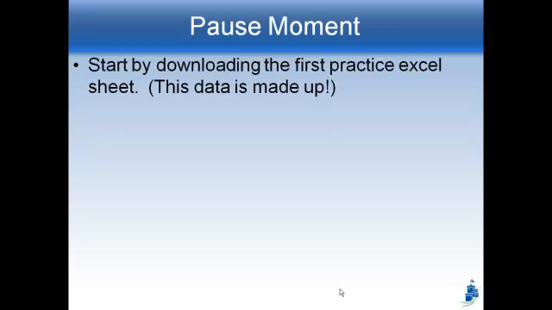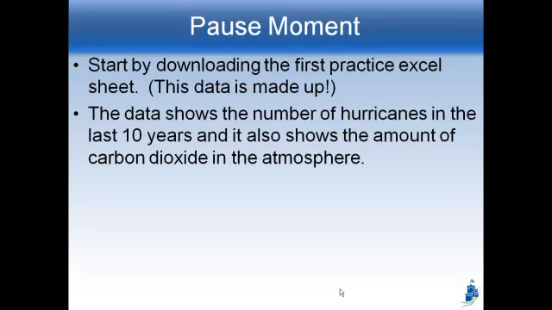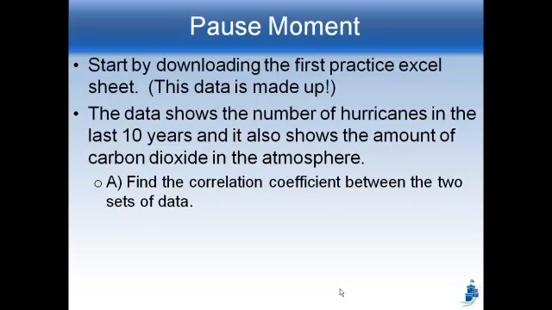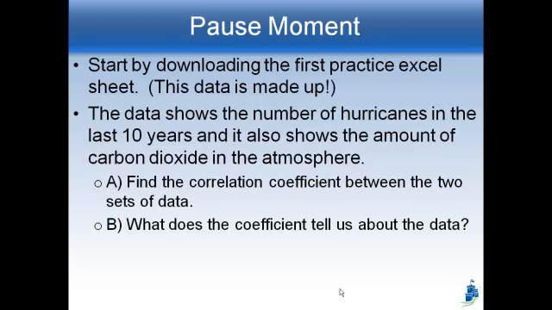Alright, so that brings us to our first pause moment. We're going to try and learn how to do this and try it out on our own. So we're going to start by downloading the first practice Excel sheet. It should be linked along with this file. I've made this data up. It's not real. But the data shows the number of hurricanes in the last 10 years. And it also shows the amount of carbon dioxide in the atmosphere over the last 10 years. Okay? And your task is to find the correlation coefficient between the two sets of data. And then I want you to tell me, what does that coefficient mean about the data? What does it tell us about the relationship between those two data sets?